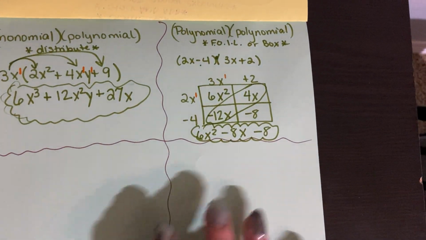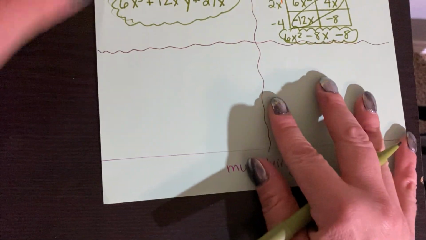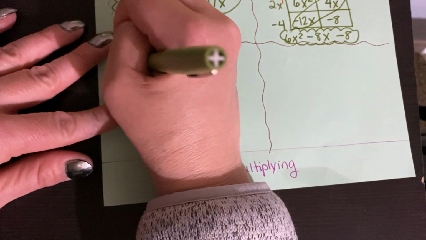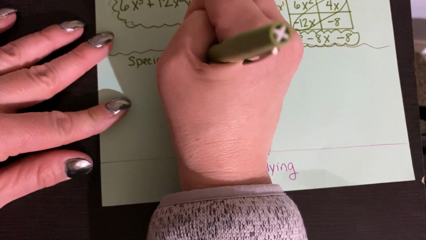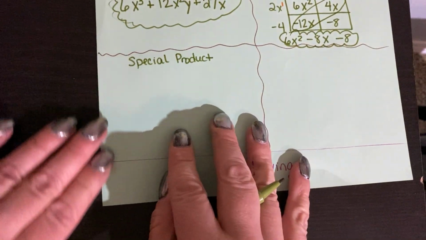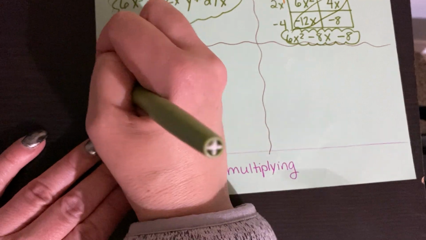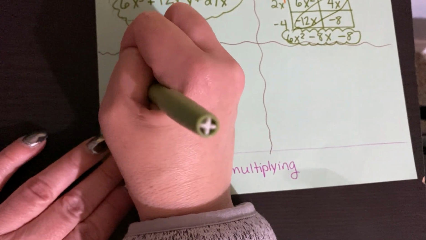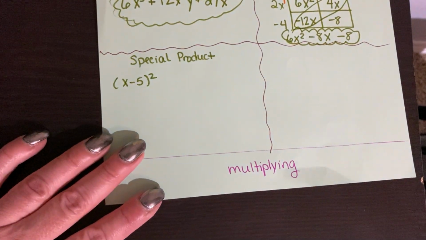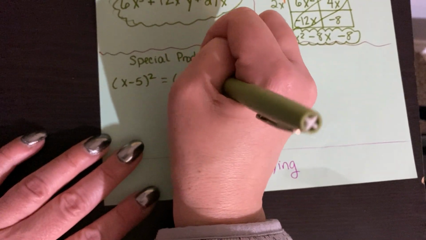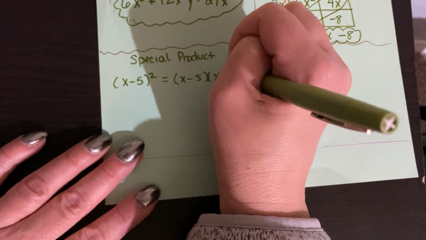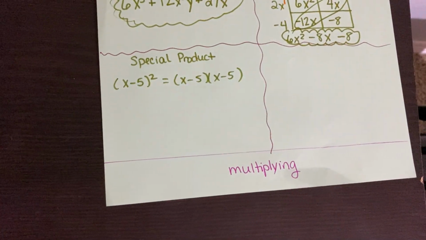Okay? Let's come to the bottom left and let's do a special product. People get this one wrong all the time, and I do not give partial credit because you either know how to do this or you don't. A special product looks like this: (x - 5)². Remember, that's the whole group written twice. So (x - 5)(x - 5) is what you have to do here.